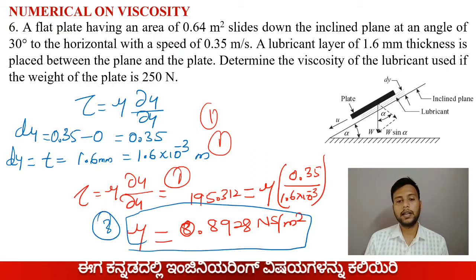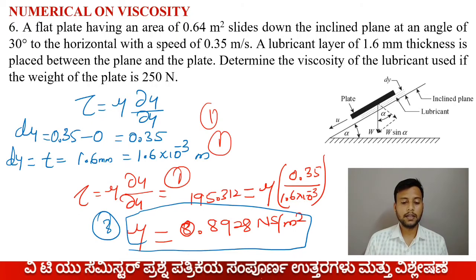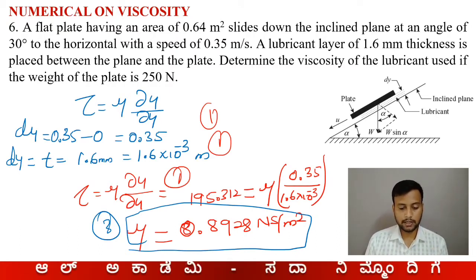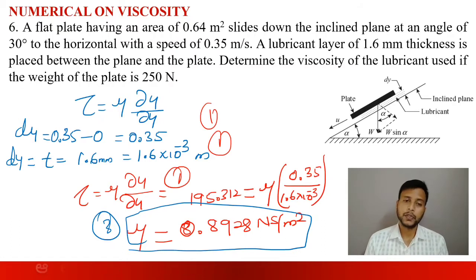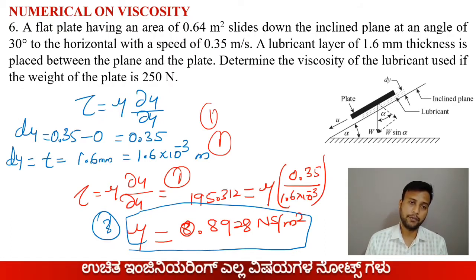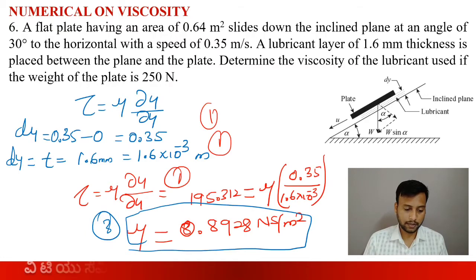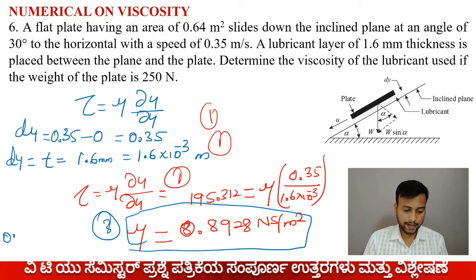In some examples, they ask to identify the viscosity in poise. If you write this one, you will not get the complete marks, so it is in Newton second per meter square. Generally, if the poise is given and you want to convert into Newton second per meter square, we divide by 10. If you want to convert into poise, we should multiply by 10. So 0.8928 into 10, you will get 8.928. This is for your reference.